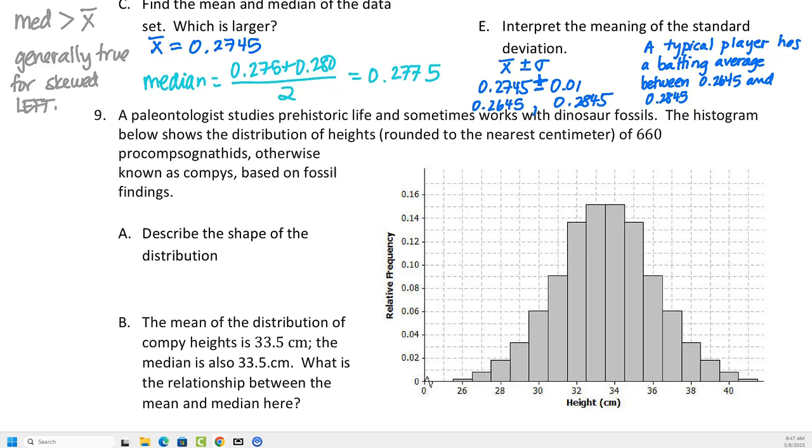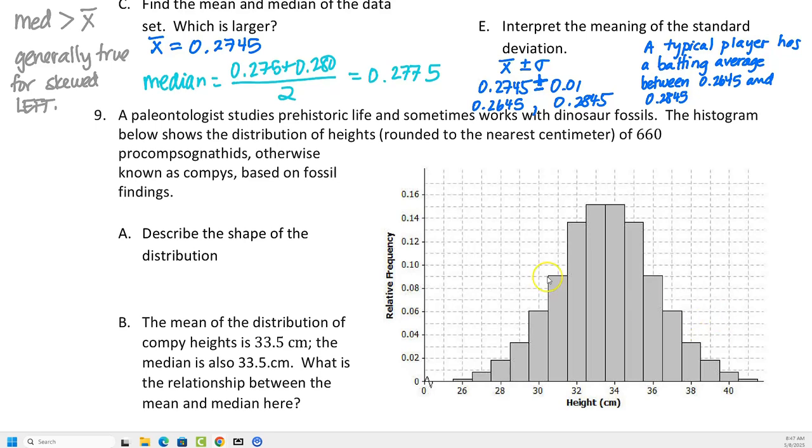So then we'll take a look here. It says a paleontologist studies prehistoric life and sometimes works with dinosaur fossils. The histogram below shows the distribution of heights, rounded to the nearest centimeter, of 660 procompsognathids, otherwise known as compies, based on fossil findings.